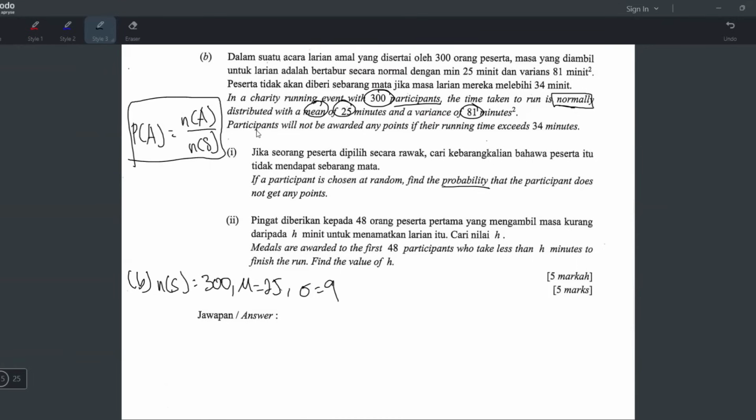Okay. And then now it says participants will not be awarded any points if the running times exceed 34. So if your running time exceeds 34 minutes, you will not be awarded any points. Okay, more than 34. Now with that, let's do question 1. If a participant is chosen at random, find the probability that the participant does not get any points. So they already said, does not get any points means your running time exceeds 34. So I can write P, and let X represent the running time exceeds 34.